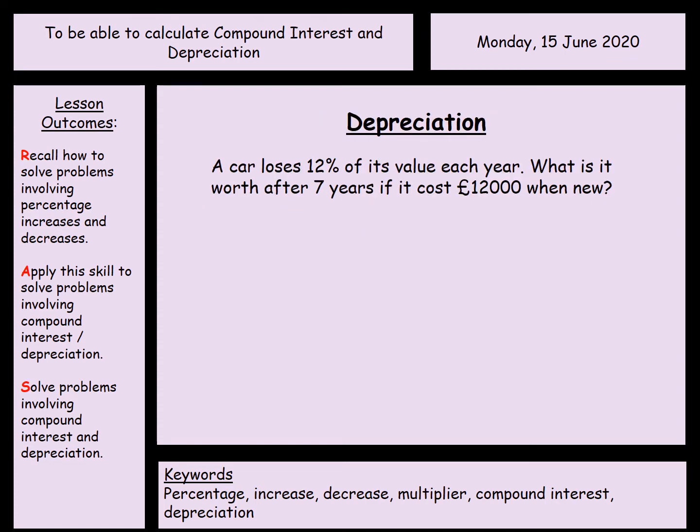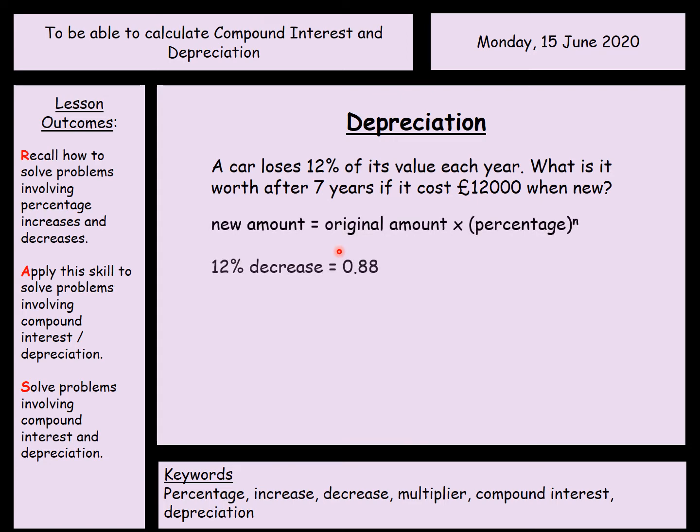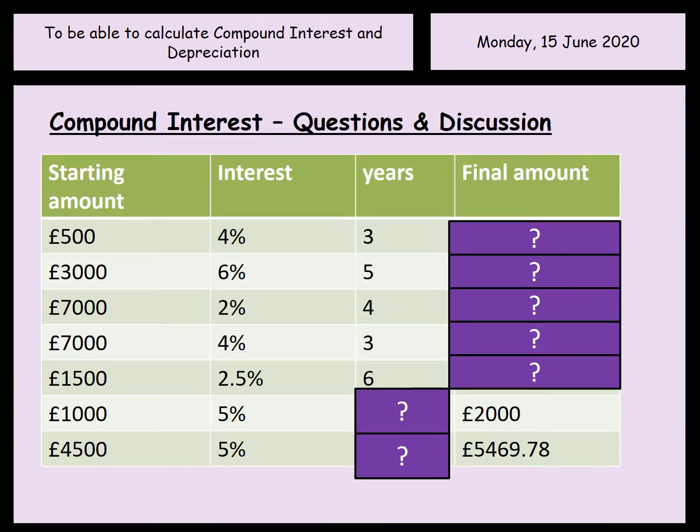The other times we might see it are if we are doing depreciation. So depreciation is when it loses value. So in this case, we're losing 12% of the value each year. So we set up in exactly the same way. 12% decrease, remember, is 0.88 as my multiplier. So you've got 12,000 times 0.88 to the power of 7, because you've got 7 years. You're doing this 7 times. Get yourself an answer, do it on your calculator, round it to make sure that you've got it to the nearest pence.